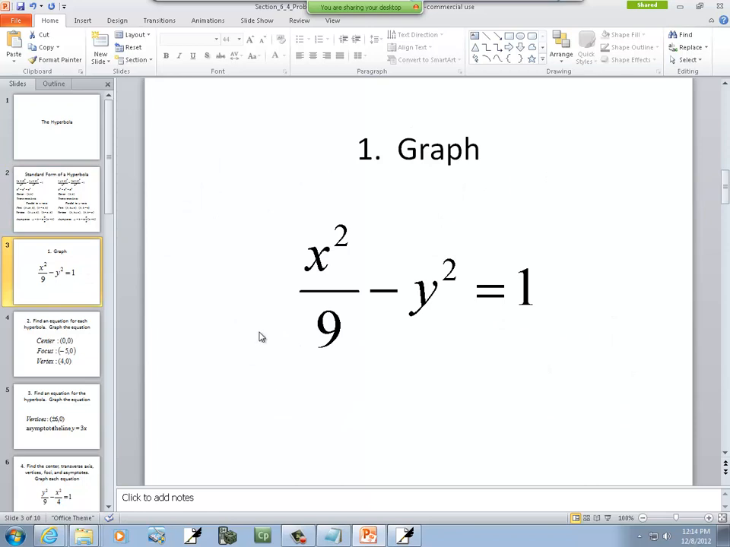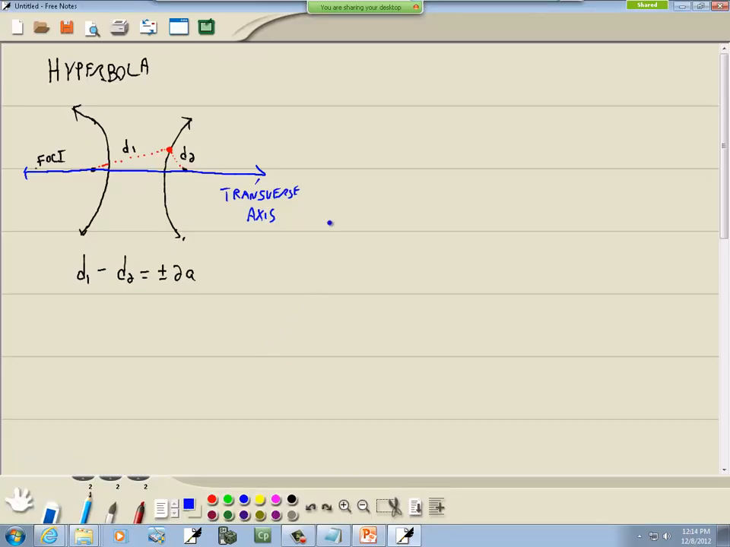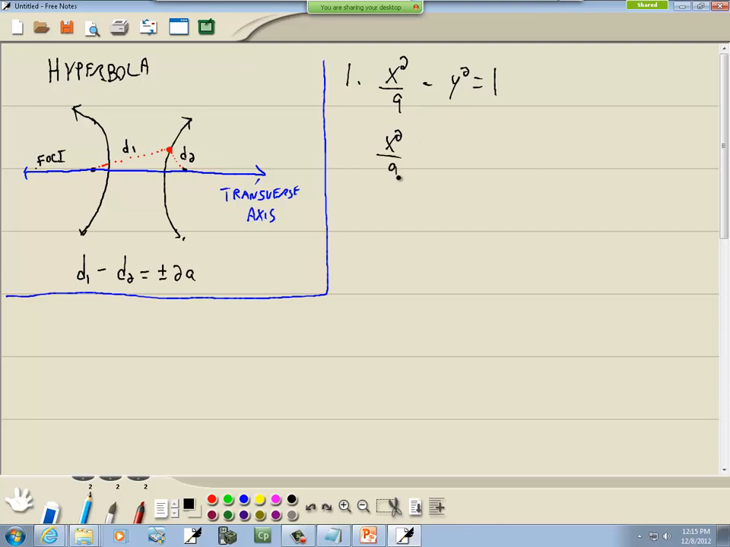Let's take a look at our first problem. Then we'll talk about what some of these pieces are once we find it. Okay, we've got x squared over 9 minus y squared equals 1. Well, I want them both to be in fraction form. That's easy. You can always create a fraction by putting it over 1.